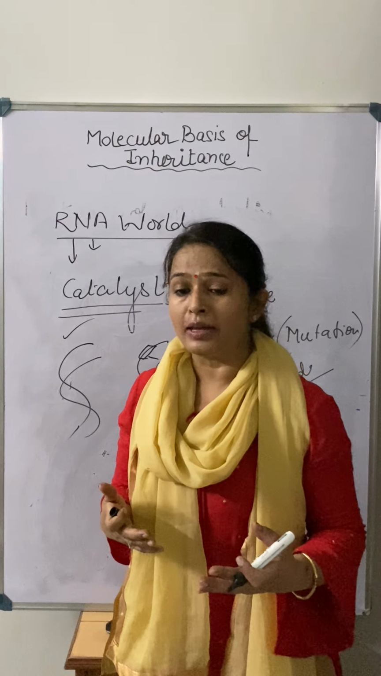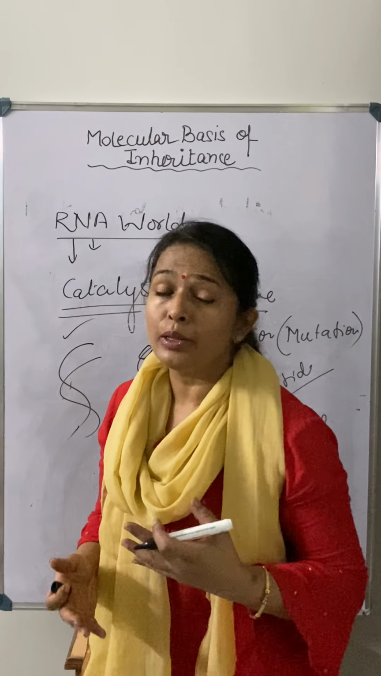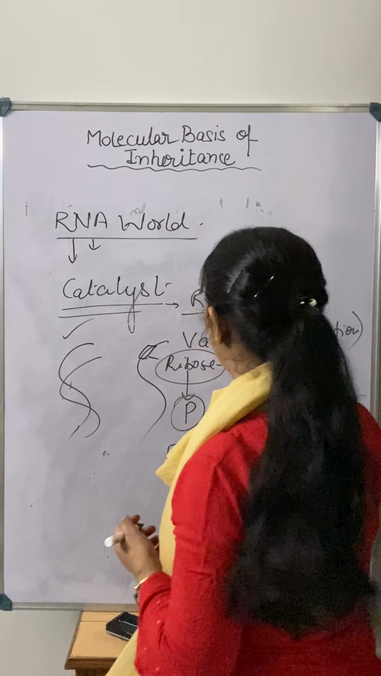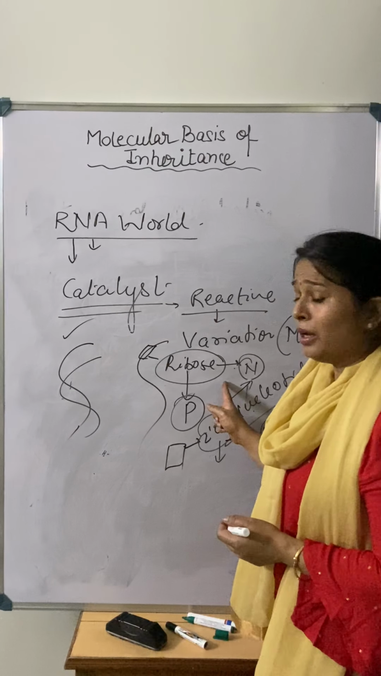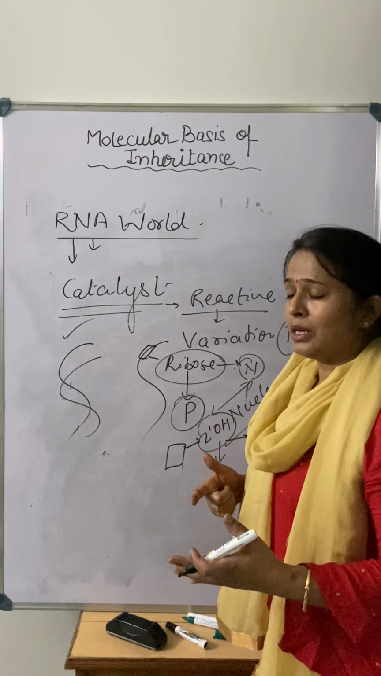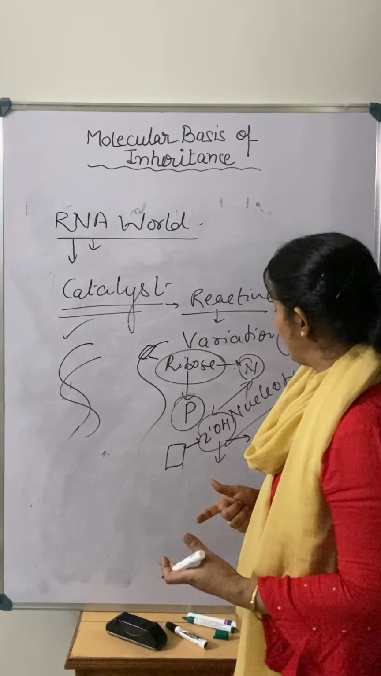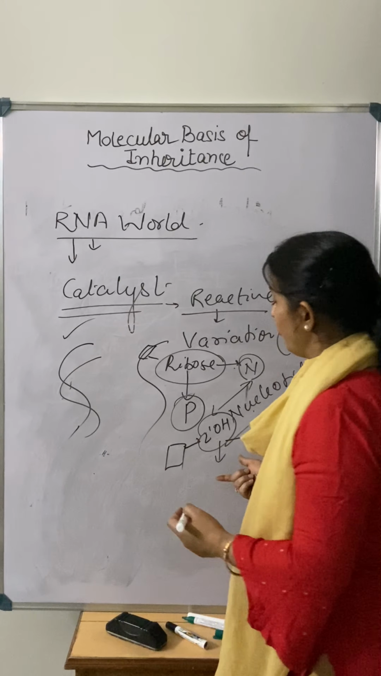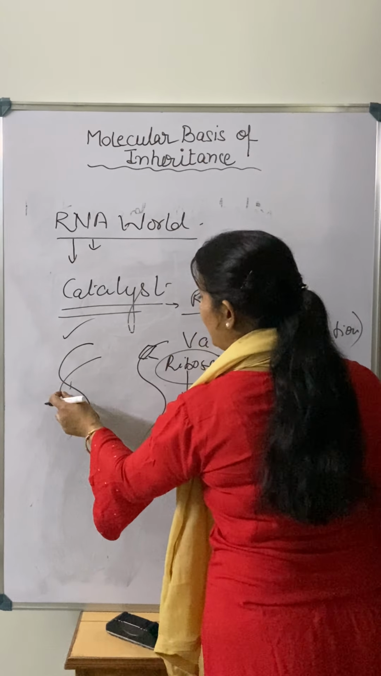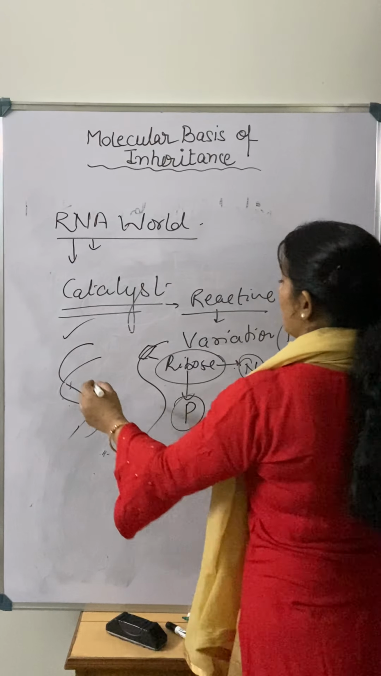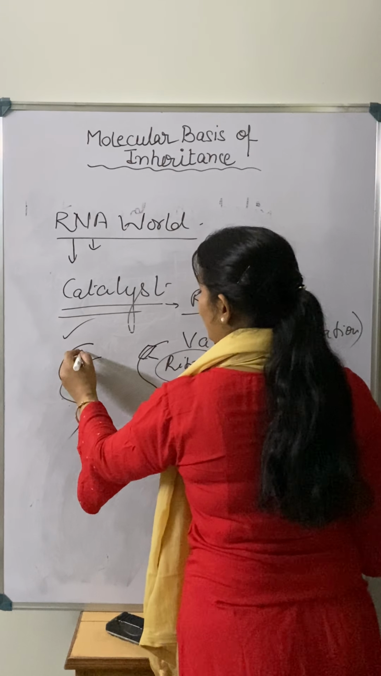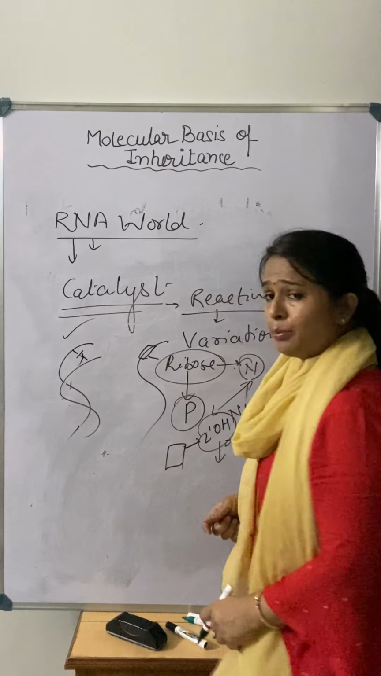If you see the virus, why are viruses produced in such a fast way? Because they have RNA as genetic material, right? So they can mutate very fast. They can evolve a new generation very fast. And what about DNA? DNA is double stranded, so both the strands bond with hydrogen bonding. So there is stability.